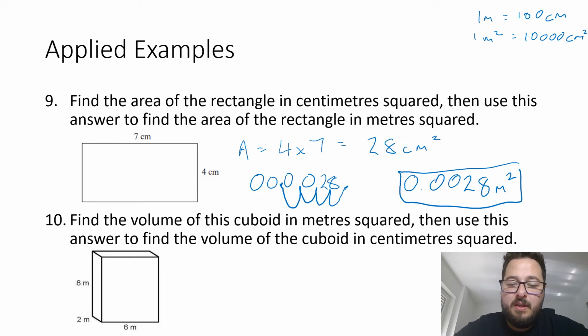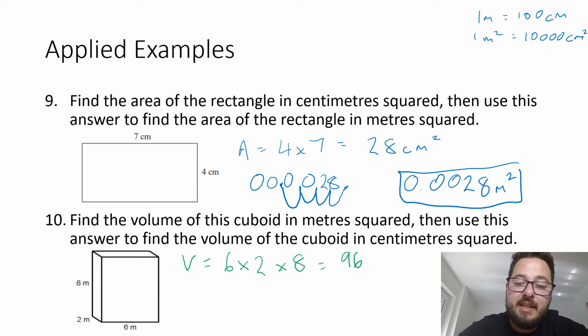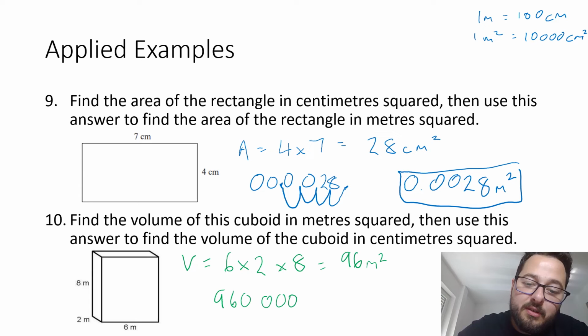Okay, next one then, we want to find the volume of this cuboid in meters cubed, then use this answer to find the volume of the cuboid in centimeters cubed. Okay, well we'll do V for volume, and this is just base times width times height, so just times them all together, so 6 times 2 times 8, which should be 96, so that is 96 meters cubed. Now this time we're going from meters to centimeters, so instead of dividing by 10,000 we want to times by 10,000. So that's going to give us 960,000 centimeters.